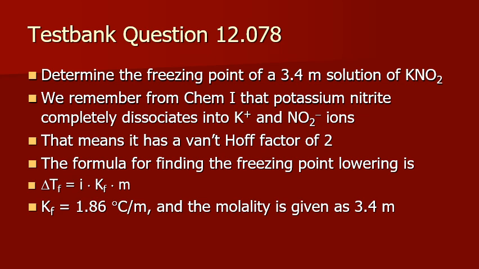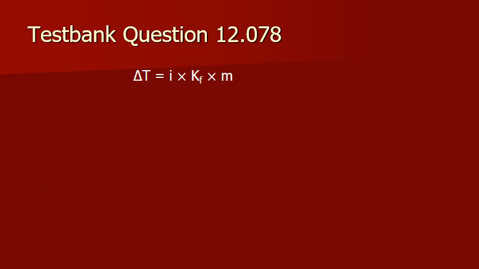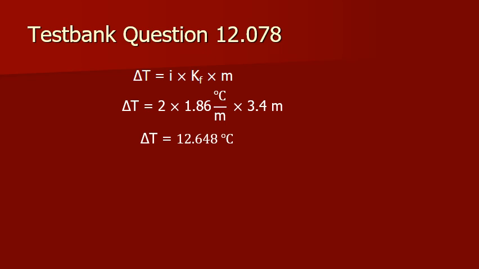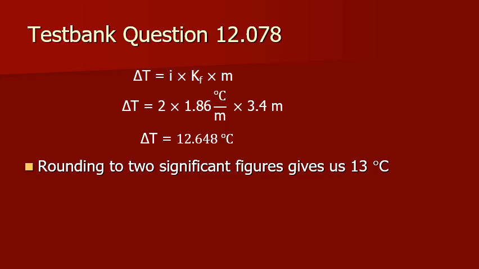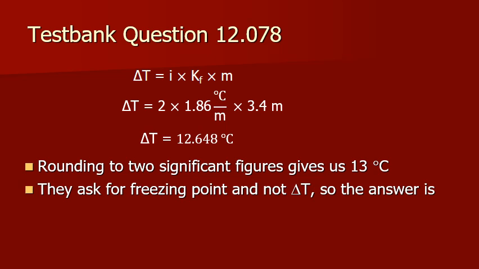So we have all of our terms. Let's just plug them in. Delta T equals i times Kf times m: 2 times 1.86 degrees C per molal times 3.4 molal gives us a delta T of 12.648 degrees C. Rounding to 2 significant figures gives us 13 degrees C. Our 3.4 given molality determines the number of significant figures.